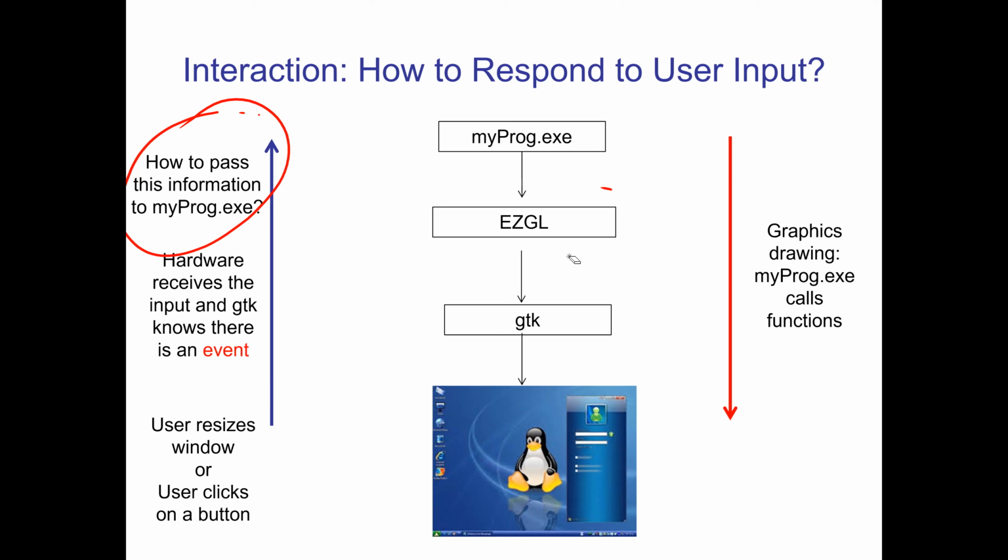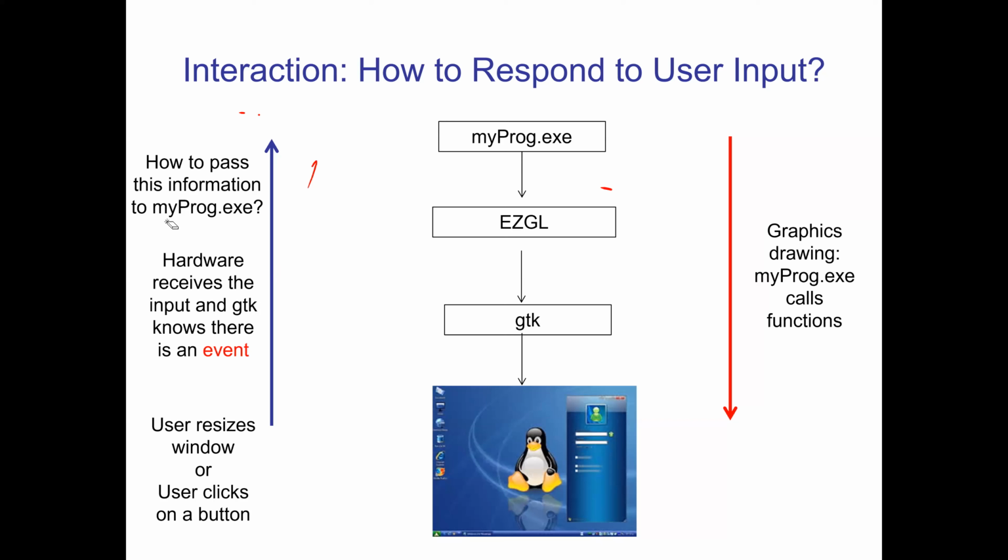So it has to pass information that something has happened back to your program so that you can do something, like redraw the screen. That'll be the most common thing you have to do because the screen's been resized or the person's zoomed in or something. So how do you think that's going to happen?